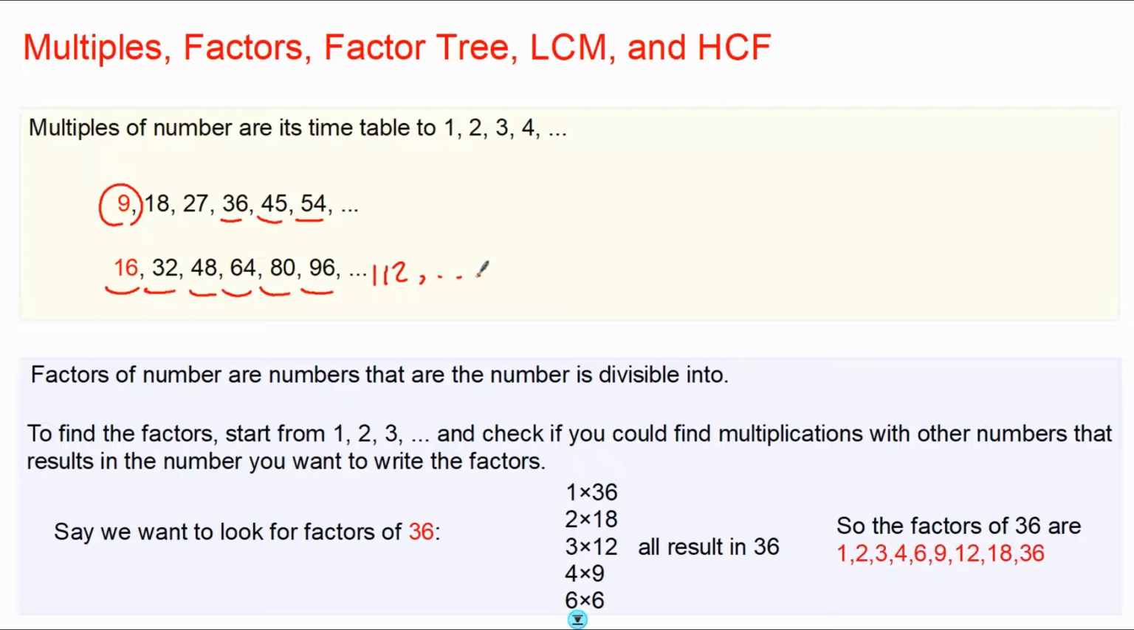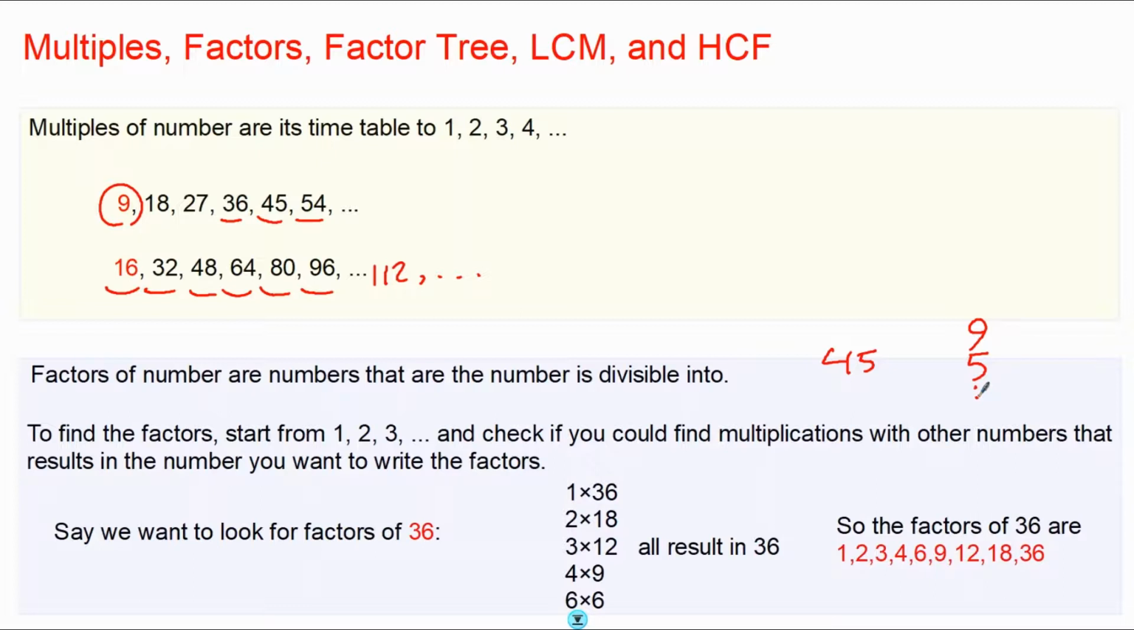When we look at factors on the other side, we are defining factors of numbers as the numbers that the number is divisible by. For example, just want to give you an example. If I have 45, 5 is a factor of 45 because 45 is divisible by 5. Or 9 is, again, a factor of 45 because 45 is divisible by 9, and so on.